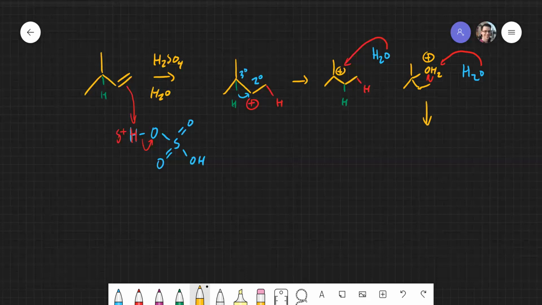We end up getting a tertiary alcohol from our initial alkene that didn't actually have the double bond on any tertiary carbons, due to rearrangement.